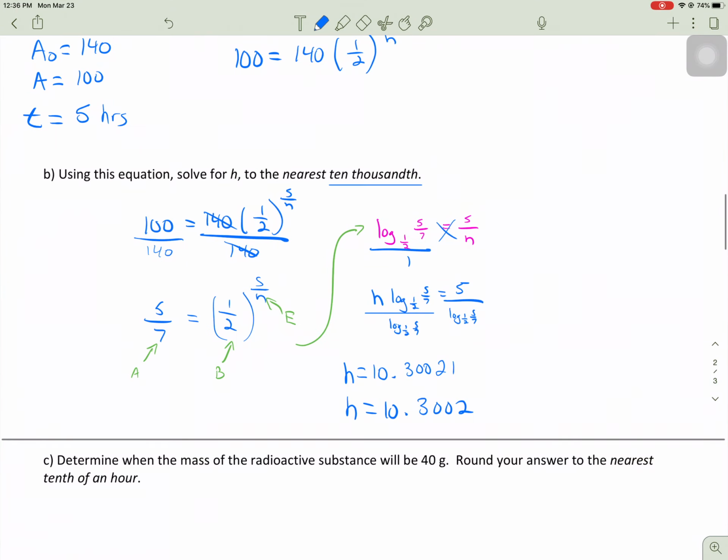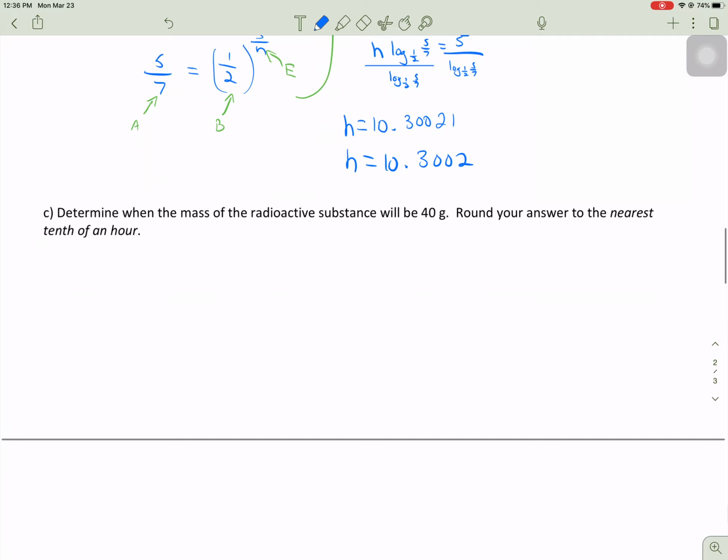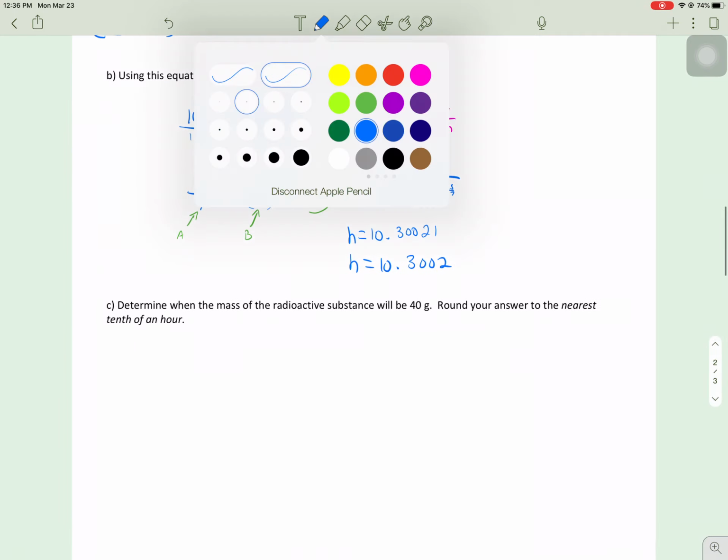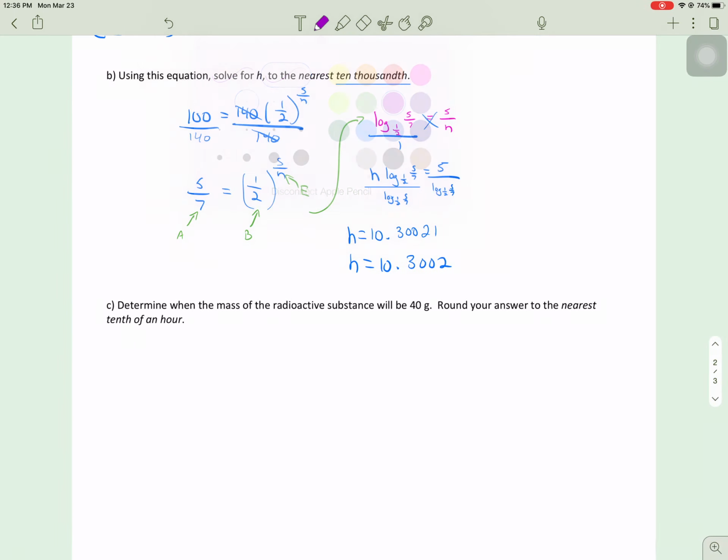Last step says determine when the mass will be 40. So if we want to know when the mass will be 40, and now we know h, the half-life time, it takes 10.3 hours for this substance to decrease by half. So we're going to put 40 equals 140 times 1/2 to the t, we're looking for how long it will take, over 10.3002.